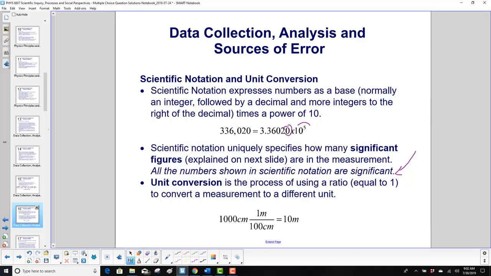Unit conversion, again, very similar to dimensional analysis. That's where you use a ratio, again, equal to 1, to convert a measurement to a different unit. So I have 1,000 centimeters, 1 meter has 100 centimeters in it, so 1,000 centimeters is 10 meters.